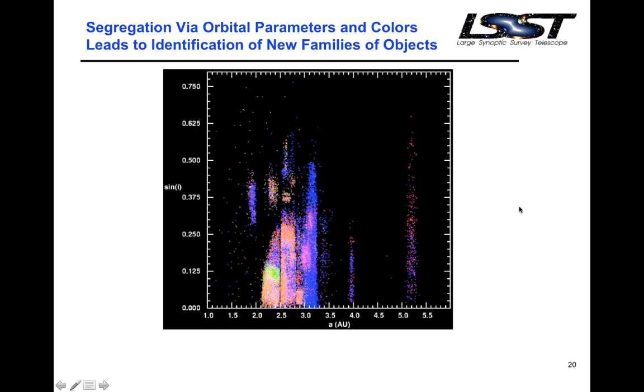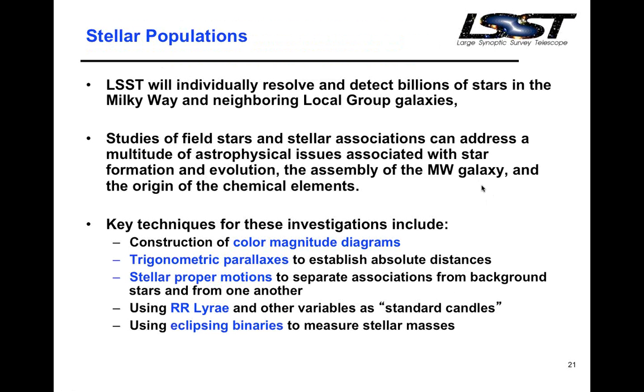So this has already been done with Sloan, and we'll do this, of course, something like 100 to 1,000 times, with a 100 to 1,000 times larger sample from LSST. Turning to stellar physics and stellar populations, LSST will individually resolve and detect billions of stars in the Milky Way and the neighboring group of galaxies. And of course, studies of such large samples can address a multitude of astrophysical issues associated with star formation and evolution, the assembly of the Milky Way galaxy, and the origin of the chemical elements.